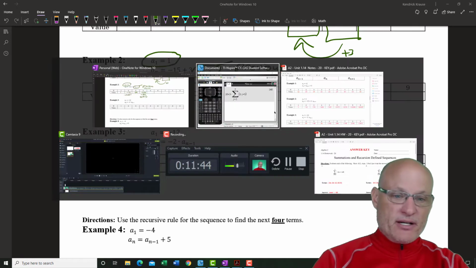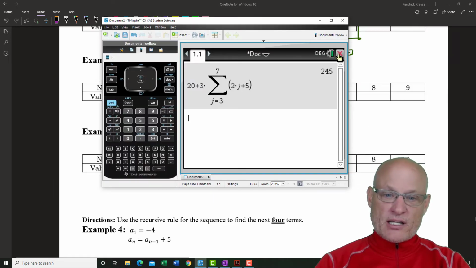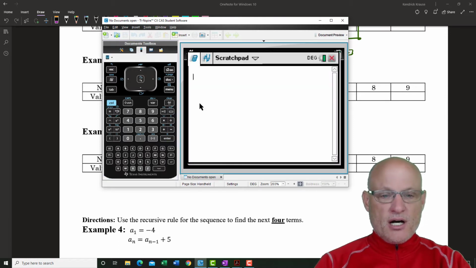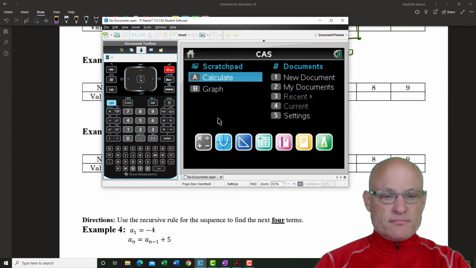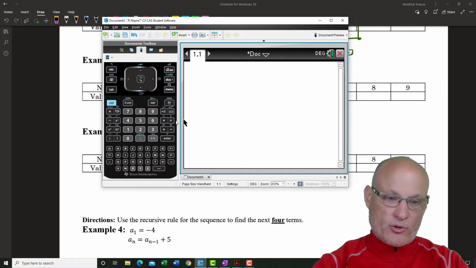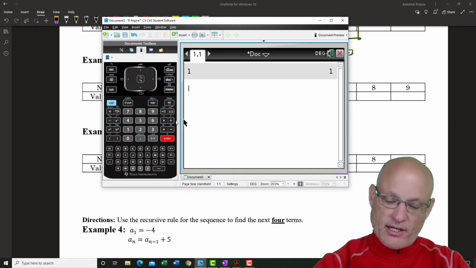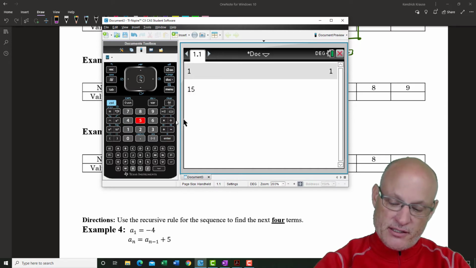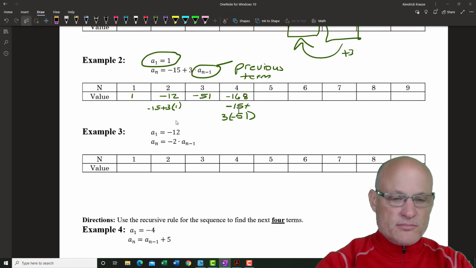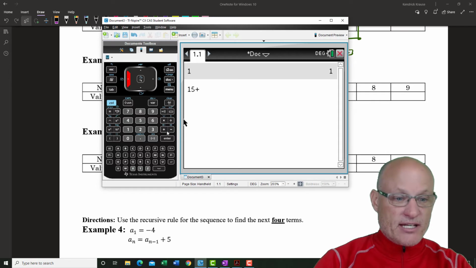And now I'm going to need my calculator. This is kind of where I like the calculator a little bit, because it's kind of cool. So what we're going to do is show you something real quick. If I take in 1 and put in plus, I say, okay, do negative 15 plus 3 times the previous term.